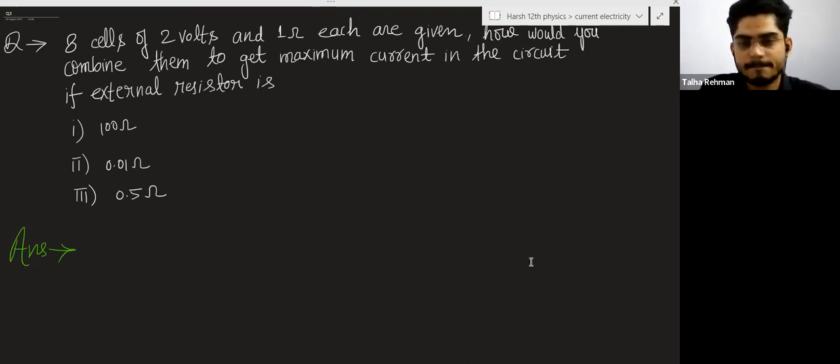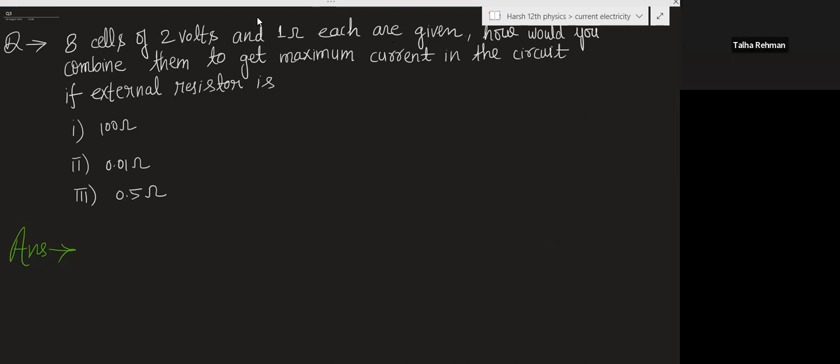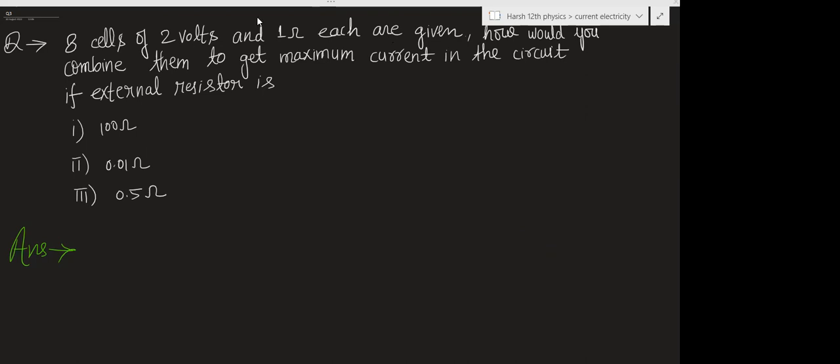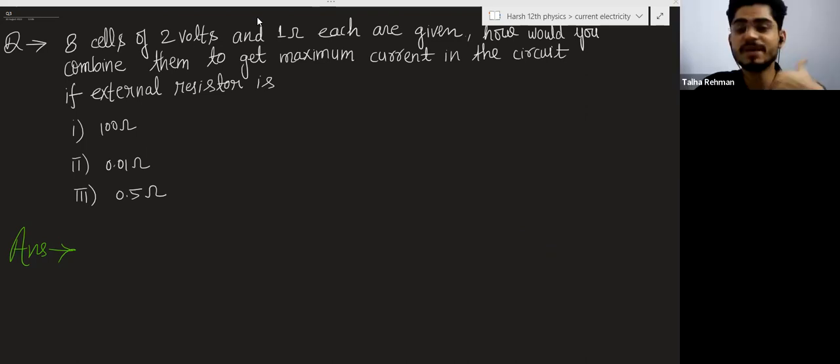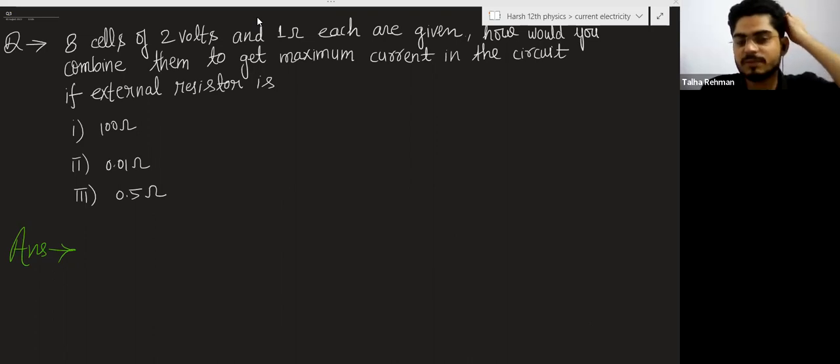Just revise that. Revise series, parallel, and mixed. And see the condition of maximum current in all the cases. I have written all these statements, so you should see all the statements I have written for the maximum current in series and in parallel.